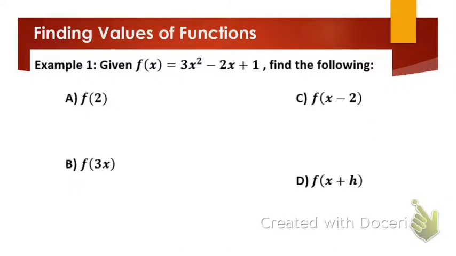All right, go ahead and copy down finding the values of x. We're going to use the function f of x equals 3x squared minus 2x plus 1, and we're going to find each one of those values. Go ahead and copy down A and B, because those won't take a lot of space. C and D will take a little bit more space, so I'll give you a minute to copy that down, and then we'll start working through it together.